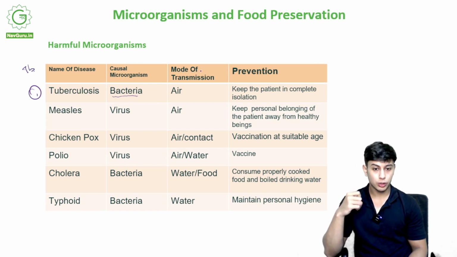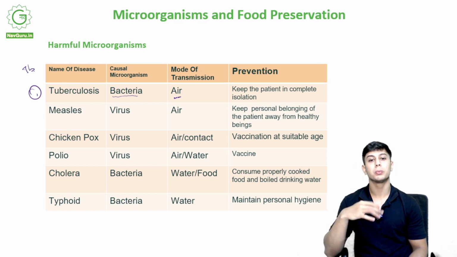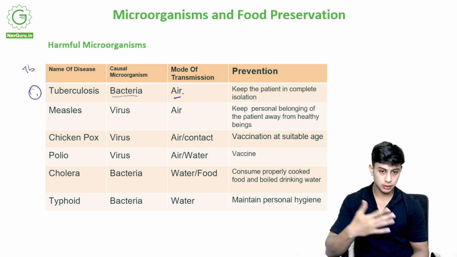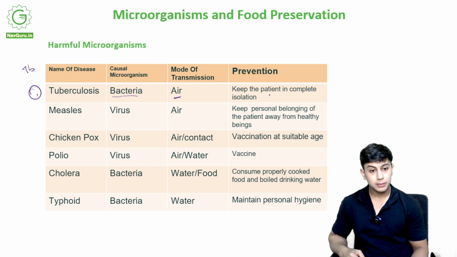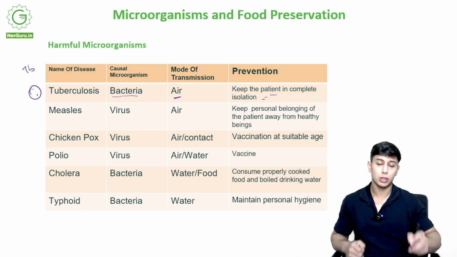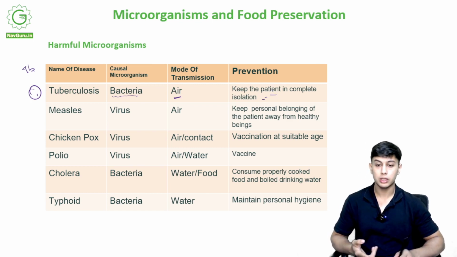Its mode of transmission is air. So tuberculosis is transported through air. How can we prevent it? We keep the patient in complete isolation. So what is happening? It is a communicable disease. What is a communicable disease?